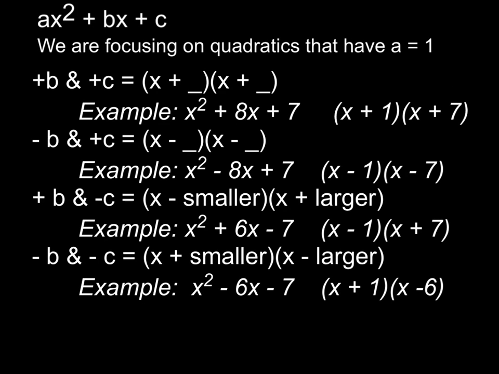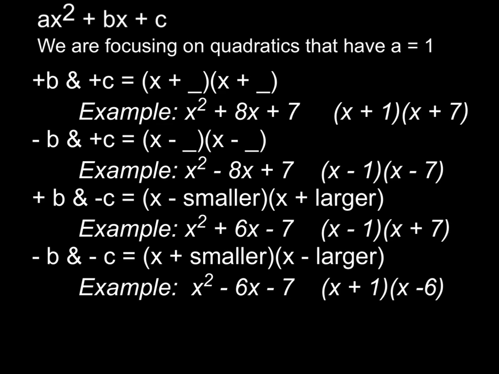Now, in this video, we focused on quadratics that had an a value of 1. Now, what that means, in this standard form of quadratics, when you have ax squared plus bx plus c, where a, b, and c are some sort of number, we're looking at the ones where we just had x squared. There was basically no number in front of the x squared. When there's no number in front, it's understood to be a 1.